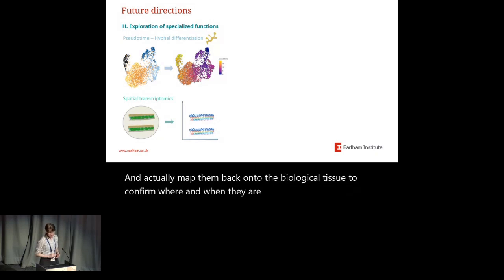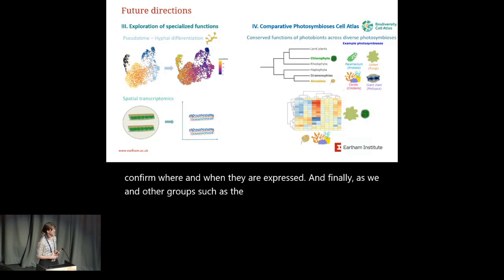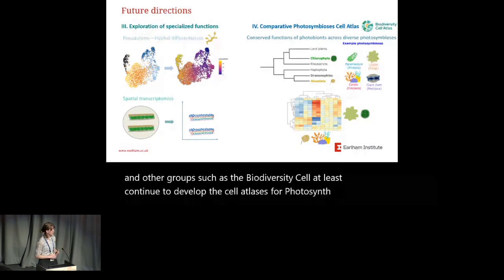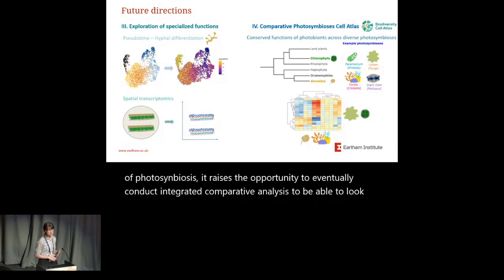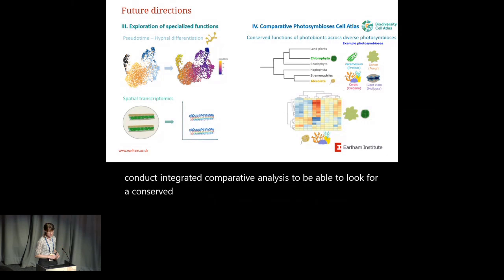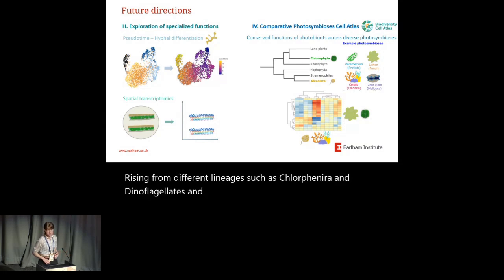And finally, as we and other groups such as the Biodiversity Cell Atlas continue to develop these cell atlases for photosymbiosis, various types of photosymbioses, it raises the opportunity to eventually conduct integrated comparative analysis to look for conserved functions found across these diverse photobionts arising from different lineages such as chlorophyta and dinoflagellates and associated with different host types.